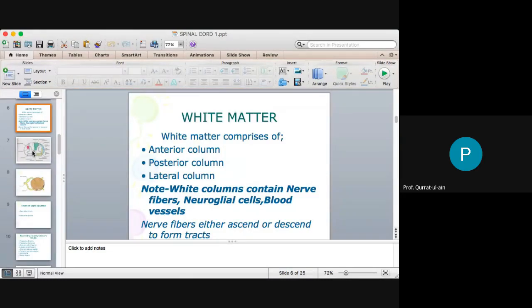cord. All right. So this is the basic concept of ascending, and all ascending tracts are the sensory tracts, and all descending tracts are motor tracts.